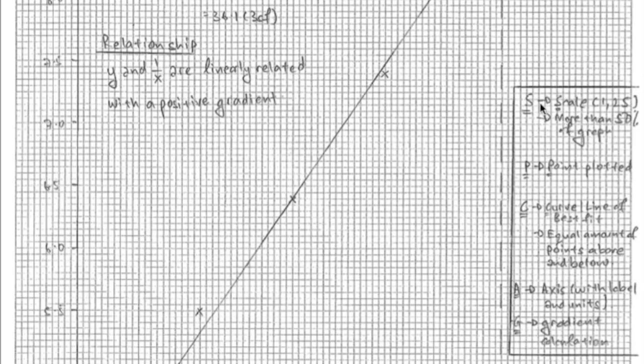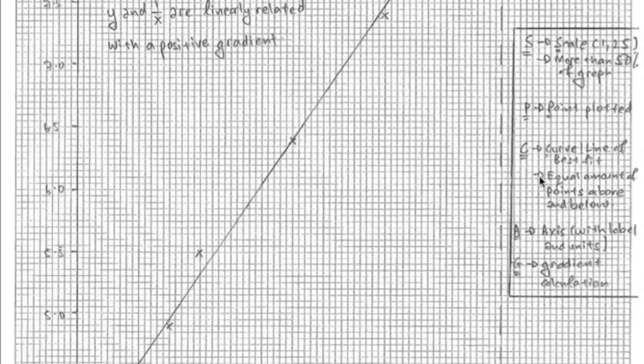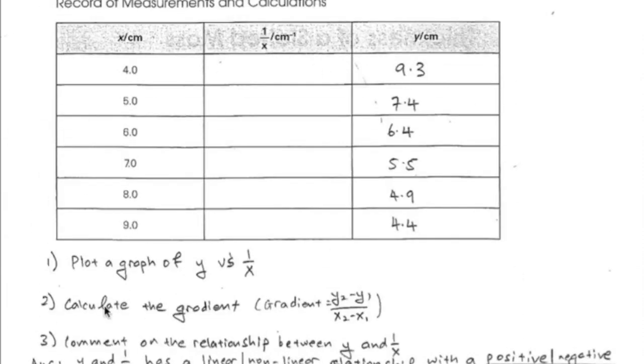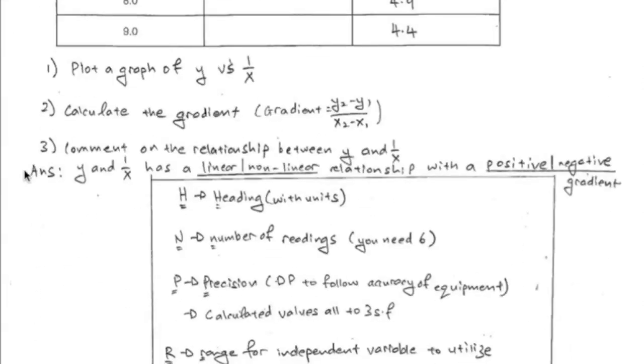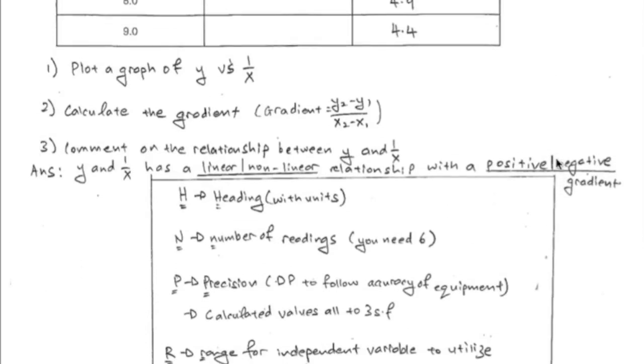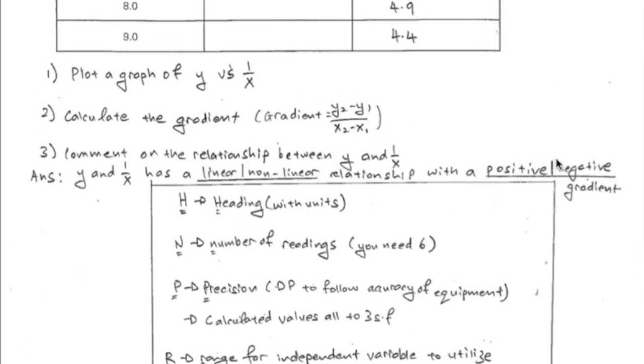Alright, so your scale, your points plotted, your curve of best fit, your axis, and finally your calculation of your gradient. So your calculation of your gradient should go in the foolscap, which you draw your table, and then finally after you calculated your gradient, then you write your conclusion statement. Remember this, I covered this: linear, non-linear, positive or negative gradient. And then finally you are supposed to comment on sources of error. So that's all you need to know about sparse scale 1 and 2.